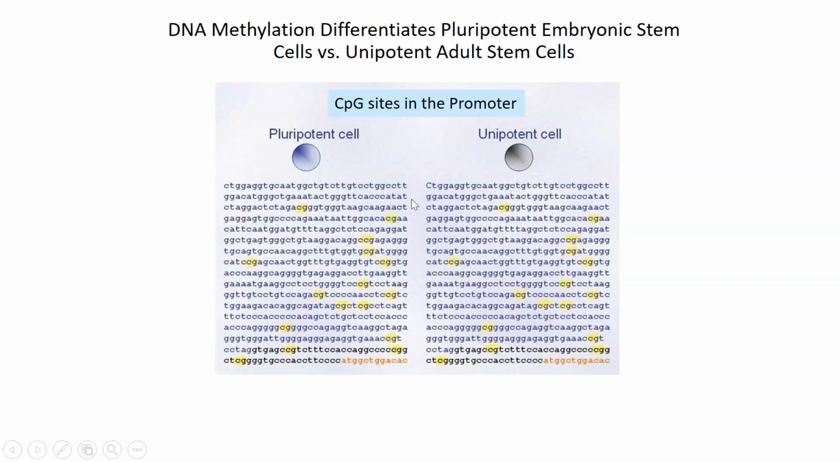If you look at the sequence, it's identical. That means it has identical sites for CpG methylation. And if you run through, they're all highlighted here. There's no difference in DNA sequence, and therefore no difference in the number and placement of CpGs between an embryonic pluripotent cell and an adult unipotent cell.